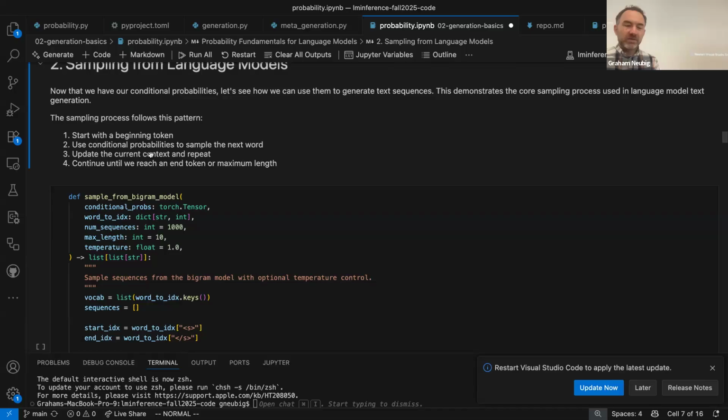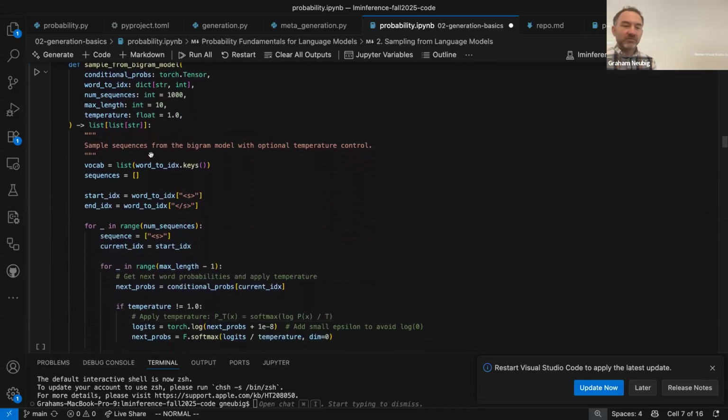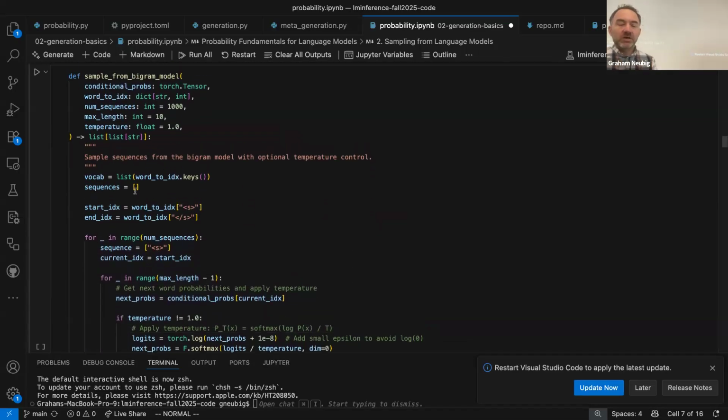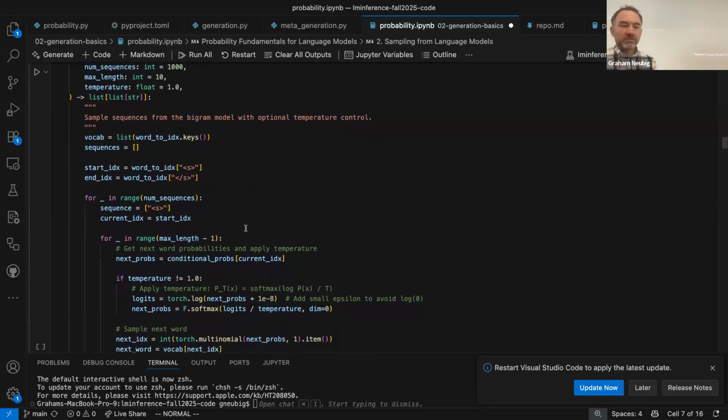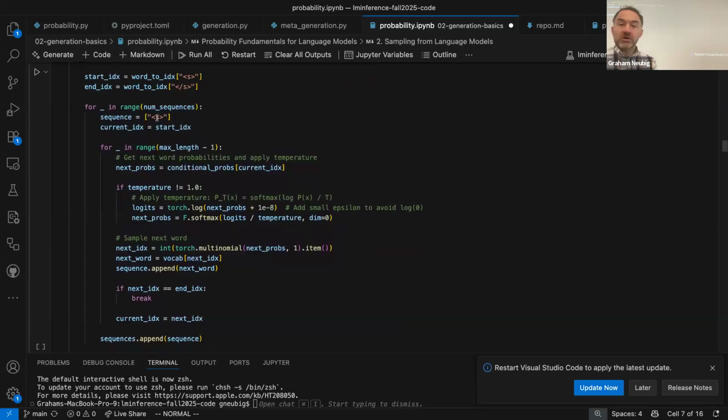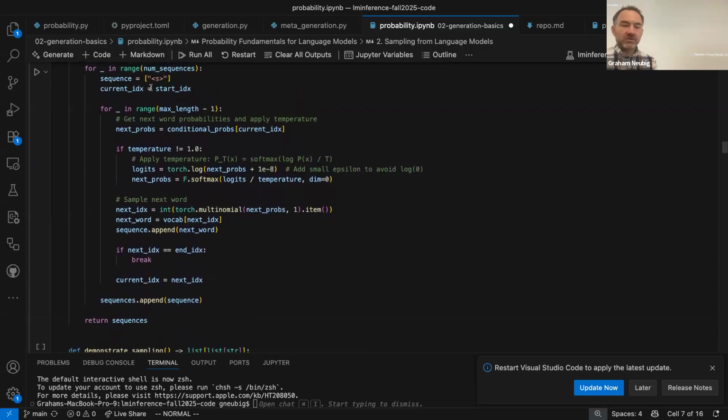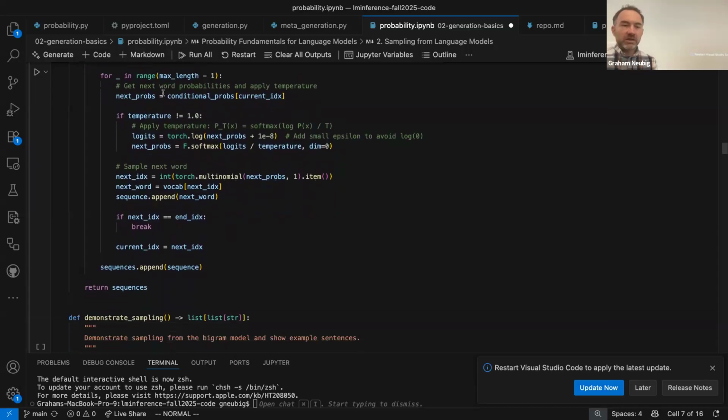But the overall way of implementing this is the same. What we do is we take our vocabulary, we get a list of all of the keys in the vocabulary, and we start our sequence with just the beginning of a sentence. We set that as our current index, and then we step through until we get to a max length.